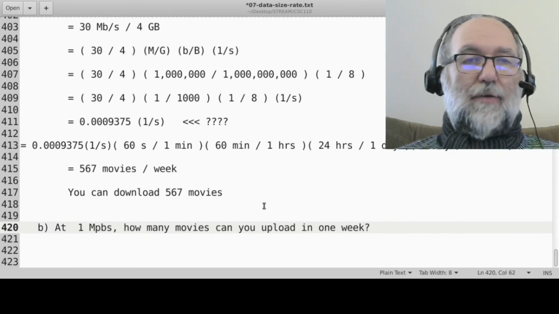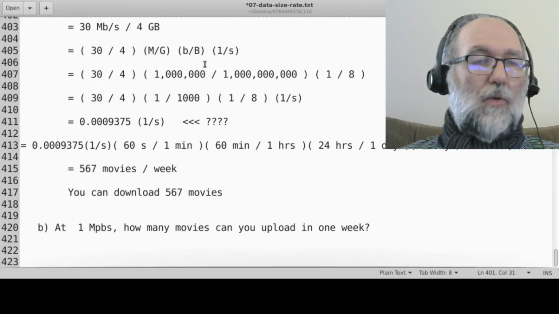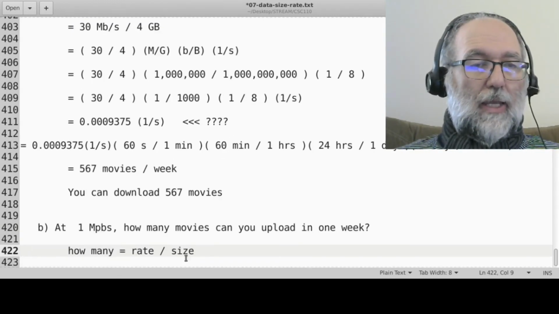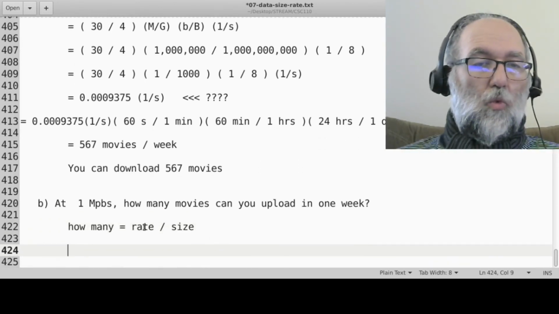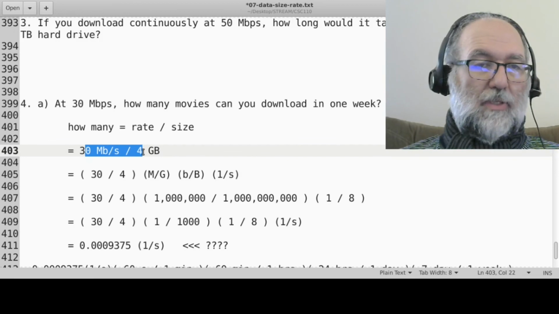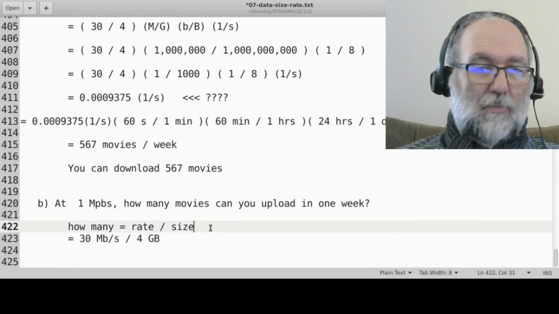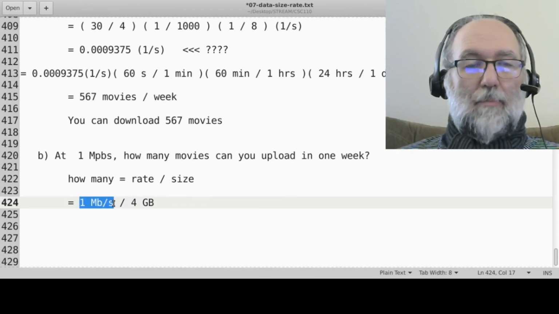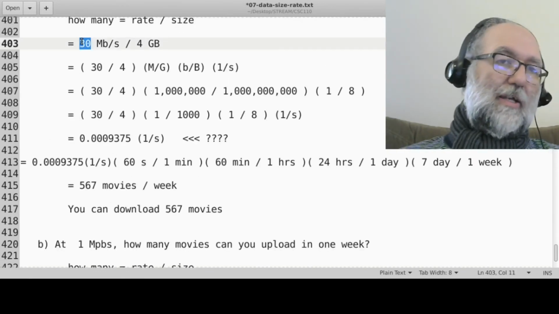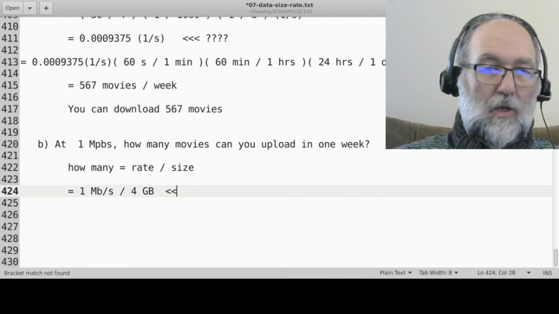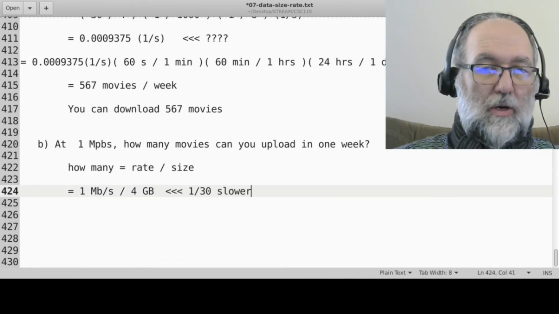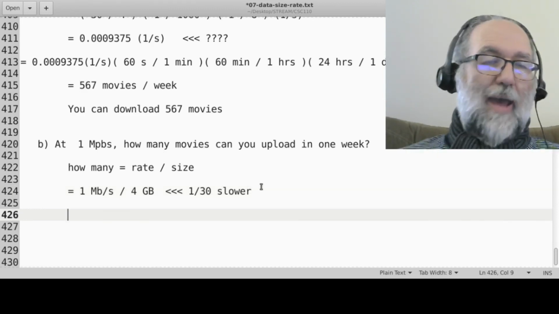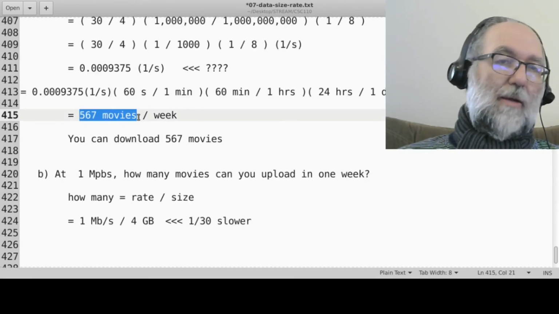Now, we could redo the entire thing, but let me just show you what happens right at the beginning. Instead of having 30 megabits per second like we did for the previous problem, in this problem we have 1 megabit per second. Now 1 megabit per second is a 30th of this. So in other words, this is 1/30th as fast. You could go through all the same math that we did above, and basically all you would get at the end is 1/30th of this number here.